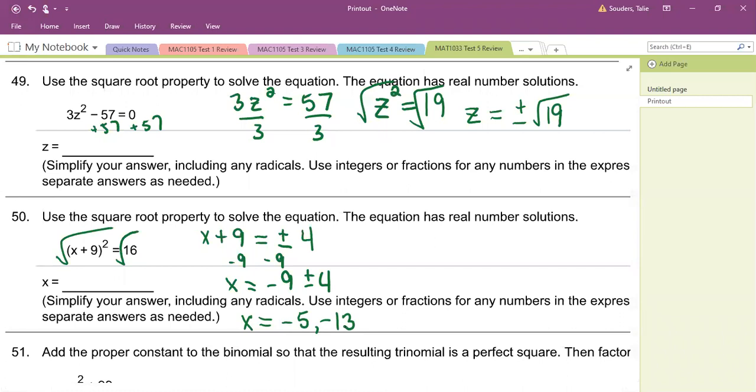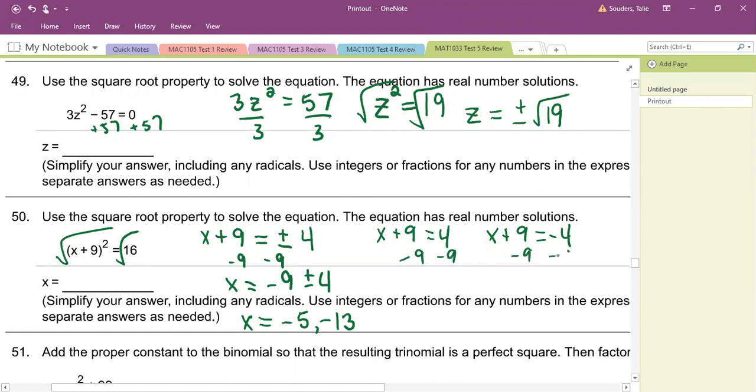The other way you could have done it instead of solving it together is create two equations. So you could have set up the equation x plus 9 equals 4 and x plus 9 equals negative 4, and then solved both equations by subtracting 9 from both sides, and you would have gotten the same answers that we did the other method.